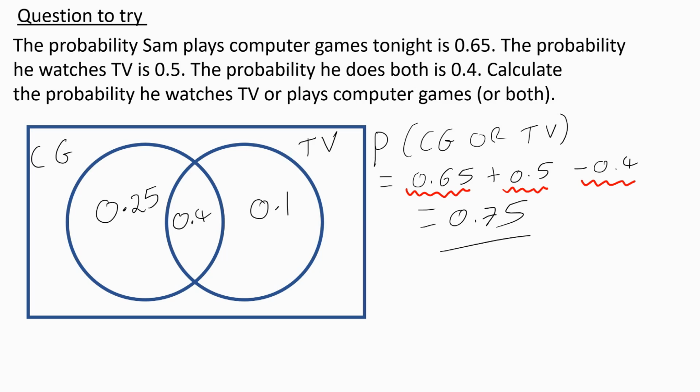So filling in the Venn diagram, if we fill in the middle first, 0.4. To make computer games 0.65, you've got to have 0.25 here. And to make TV 0.5, you've got to have 0.1 out there. So we could use the Venn diagram if we wanted to, or we could use the formula. If you use the Venn diagram, you just have to add up the three numbers. 0.25 plus 0.4 is 0.65, plus 0.1 is 0.75.